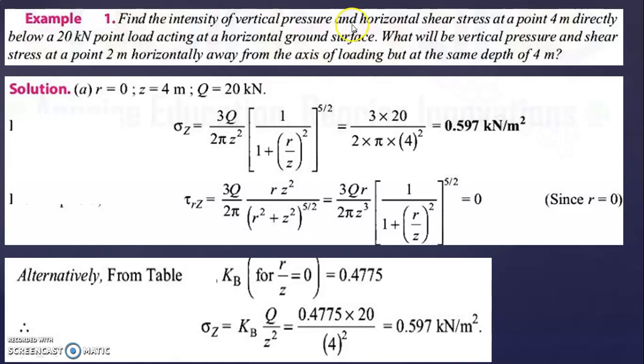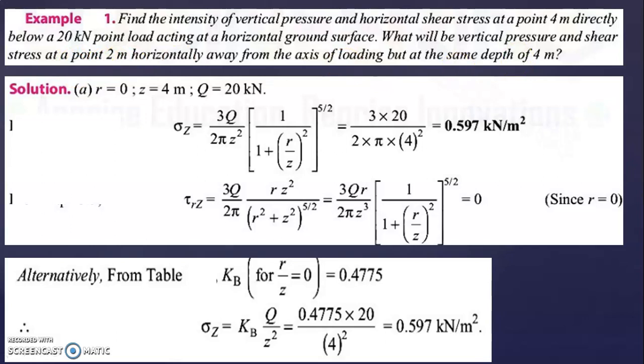Next case: what will be the vertical pressure and shear stress at a point 2 meter horizontally away from the axis of loading but at the same depth of 4 meter. So Z is equal to 4 meter in the second condition, but here R you have to consider as 2 meter. So first case R equal to 0, Z equal to 4 meter. Second case R is equal to 2 meter and Z equal to 4 meter.